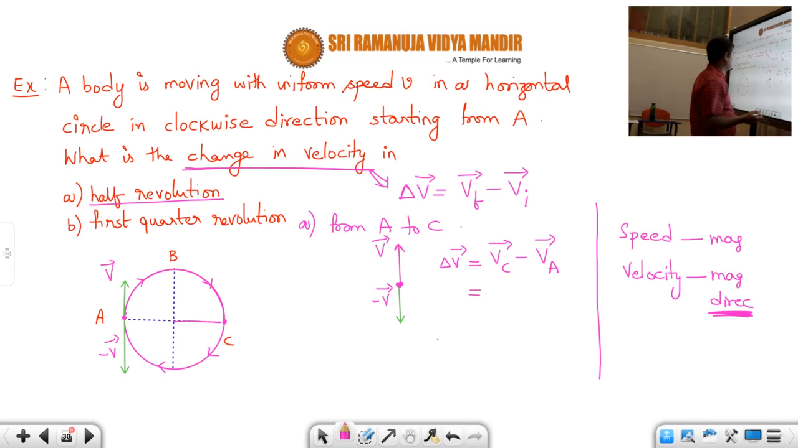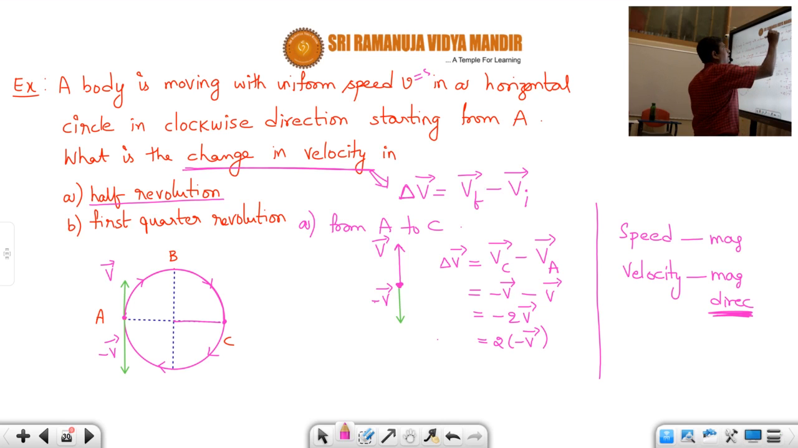Velocity at point C is which? What is it, students? Minus of V vector, minus what is the velocity at A, students? The velocity at A is towards upwards only, students. So that is equal to minus of 2 times of v, which implies 2 times of minus v, students. So that means 2 times.